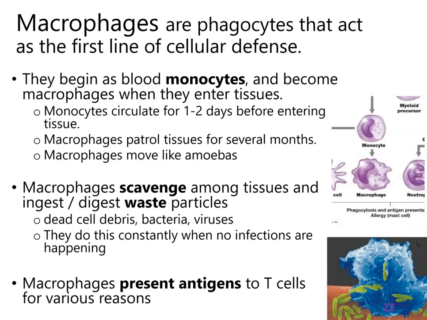The other thing they can do, as I said before, is modulate inflammation, and as part of their major job, they present antigens to T cells. So keep track of, again, which cells can do antigen presentation, because we will see this a lot in the adaptive immune system. So macrophages are going to clean up tissues, they're going to fight infections, they're going to modulate inflammation, and as part of their jobs, they can present antigens to T cells.